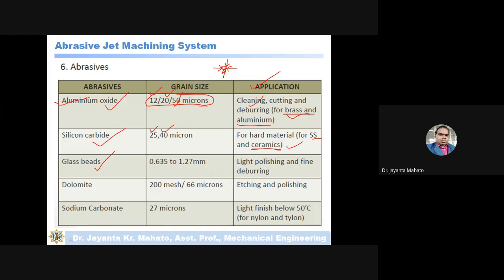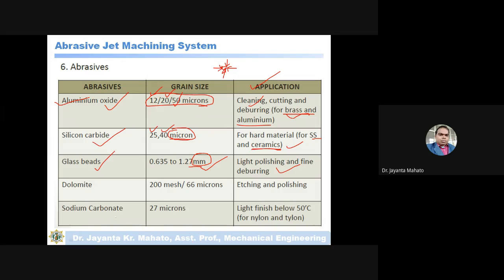Glass beads. So these type of abrasive particles are 0.65 to 1.25 millimeter. So the grain size of these abrasive particles is more compared to aluminum oxide and silicon carbide, which are in the range of microns, but in glass beads the range is in millimeters. Okay, and this type of abrasive particles are used for light polishing and fine deburring. Okay, means for the polishing of the surface, surface finishing.